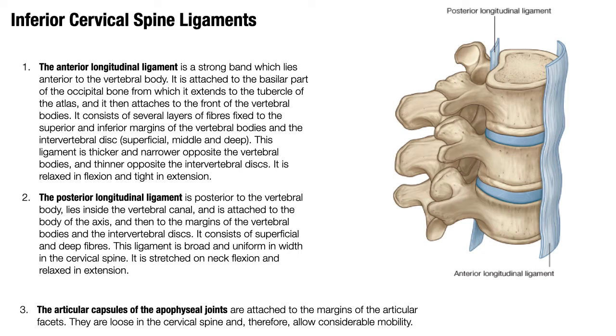Okay, the posterior longitudinal ligament is posterior to the vertebral bodies, so it is located inside the vertebral canal. It has only 2 layers and is going to resist flexion of the spine, that is bending forward. As any synovial joint, the zygapophyseal joints have a fibrous capsule, but in this case it is quite loose to allow for great mobility of the cervical spine.